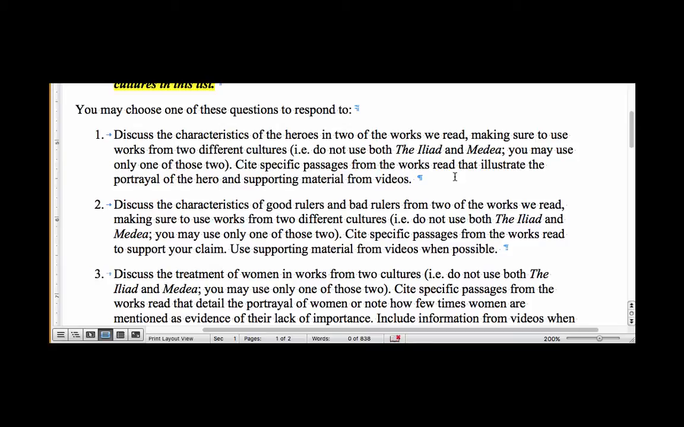Okay? And then, of course, in the Iliad, you have 2 rulers, Agamemnon and Priam. And Priam and Agamemnon are very, very different. Most people would say that Agamemnon is a bad ruler and Priam is a good ruler. Okay? So you can discuss the ruler in Gilgamesh before and after as a good ruler and bad ruler, and the rulers in the Iliad with Agamemnon as the bad ruler and Priam as the good ruler.